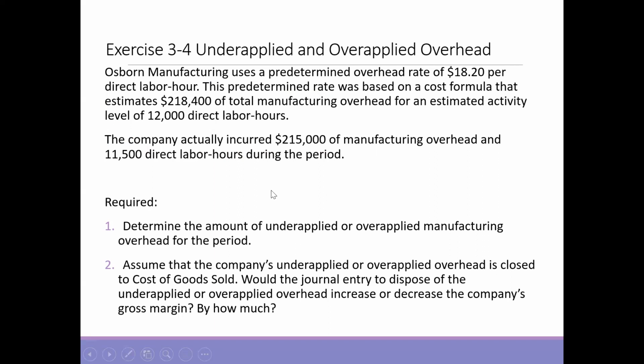Determine the amount of underapplied or overapplied manufacturing overhead during the period, and assume that the company's under or overapplied overhead gets closed to cost of goods sold. What would the journal entry be to dispose of the under or overapplied overhead? Would it increase or decrease the company's gross margin, and by how much? I'm going to give you just a couple minutes here to do number one, and then we'll figure number two together.